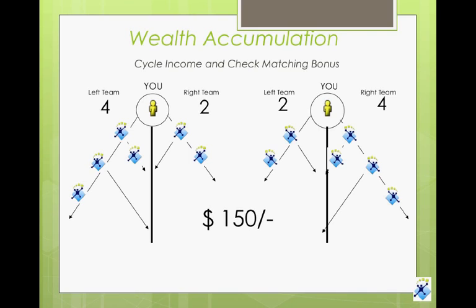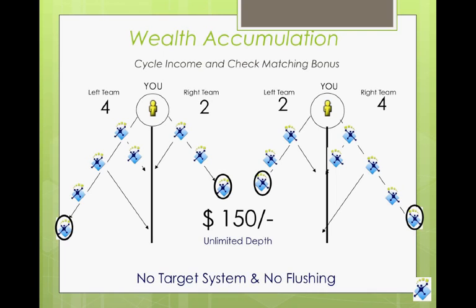The balance will be carried forward, and for this 4:2, you will be getting $150. So that's 10,000 rupees. So every time your group is now making 6 sales in the ratio of 4:2, the company is giving you another 10,000 rupees. And guess what? You'll be getting this till unlimited depth. There are no targets, and there are no kinds of flushings in this business.